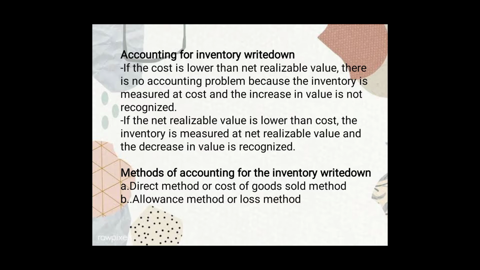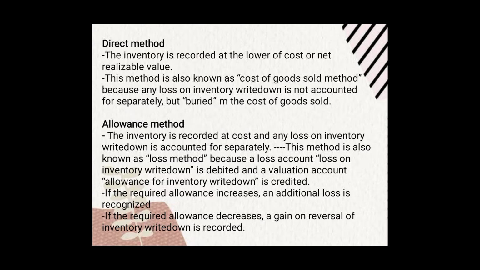So, methods of accounting for the inventory write-down: direct method or cost of goods sold method, and allowance method or loss method. Under direct method, the inventory is measured at the lower of cost or net realizable value. This method is also known as cost of goods sold method because any loss of inventory write-down is not accounted for separately but buried in the cost of goods sold. So, pag direct method, lahat ng changes sa inventory kapag NRV is lower than cost, papasok yung changes sa cost of goods sold.